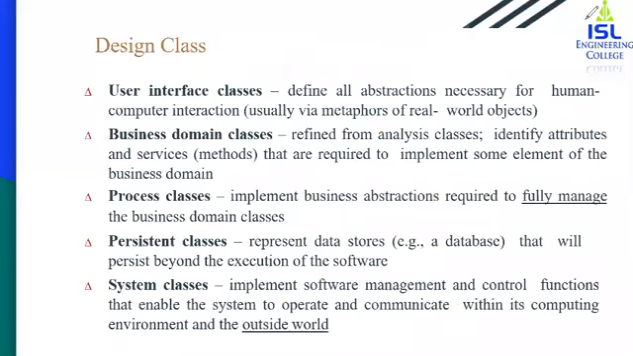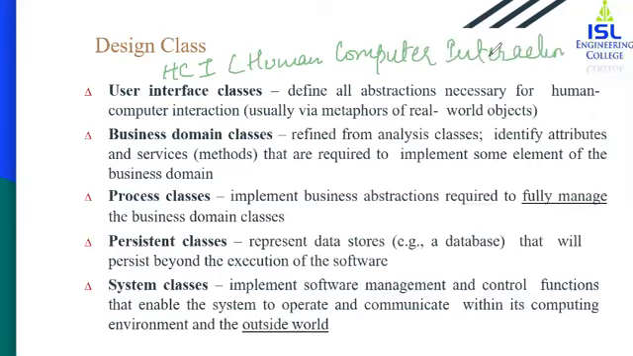Now, the next one is design class. As you're going to develop the design model, the software team is going to define different design classes. Now, these are 5 different design classes. The first design class is the user interface class. It is going to focus on HCI. What is HCI? HCI means human computer interaction. The ease of interaction is going to be identified within the user interface classes.